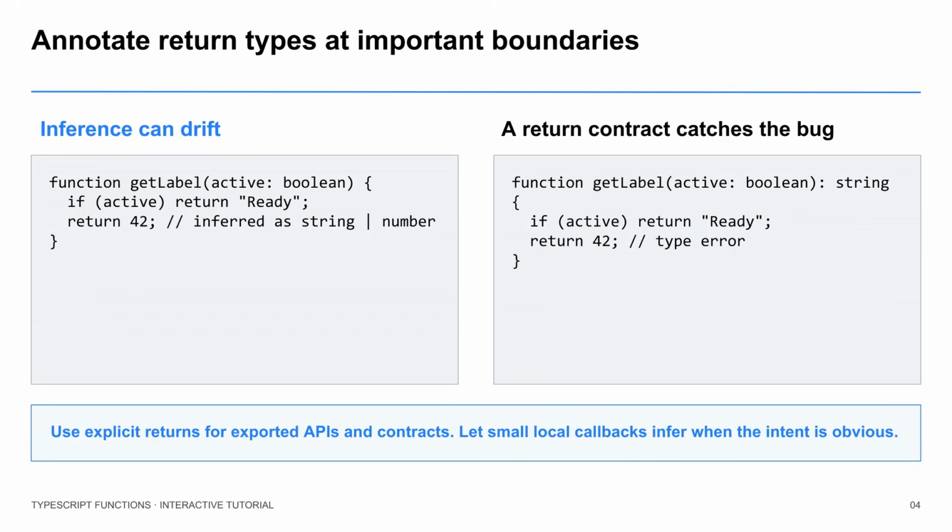Type inference is useful, but an inferred return type follows the implementation even when the implementation changes accidentally. Here, returning 42 silently widens the inferred type. An explicit string return type catches the mistake. A practical rule is to annotate exported functions, public APIs, and boundaries between modules. For tiny local callbacks, inference is usually clearer and less repetitive.